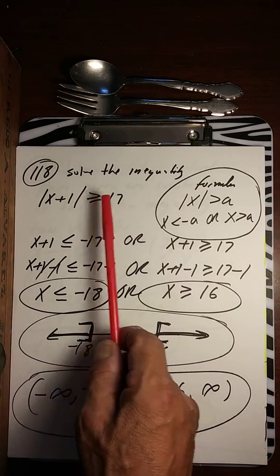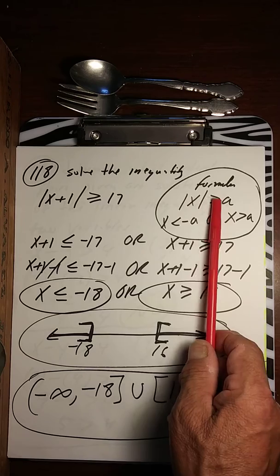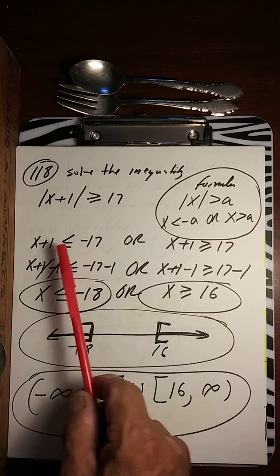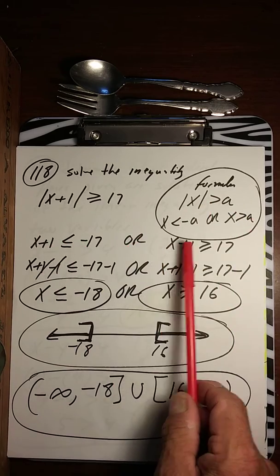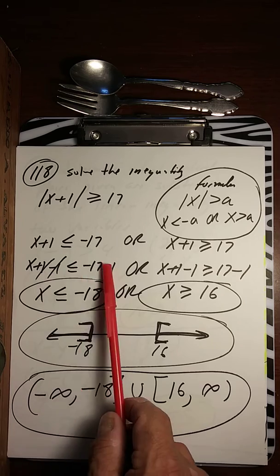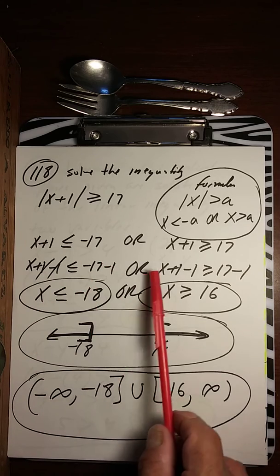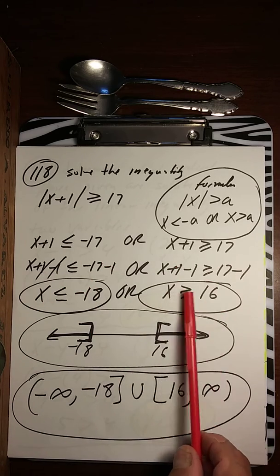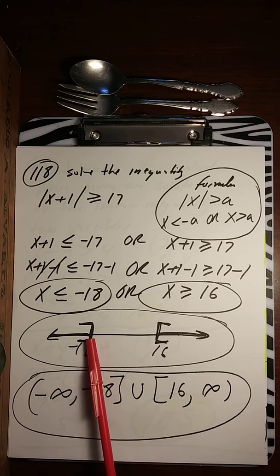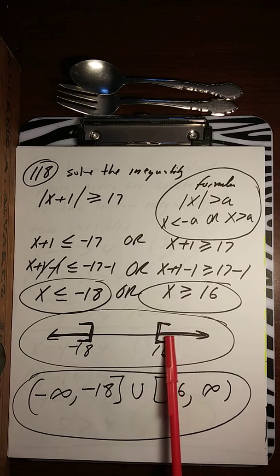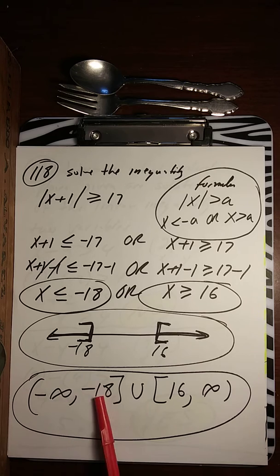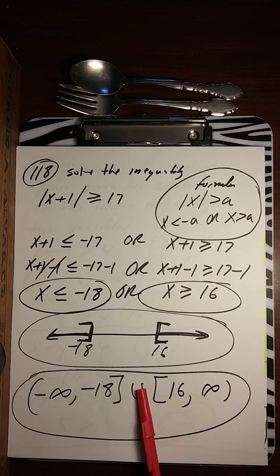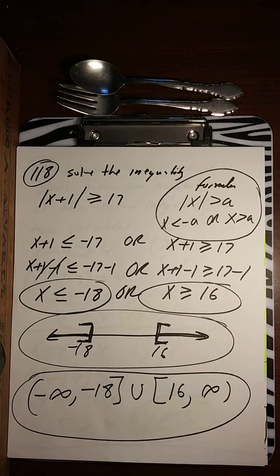Greater than or equal to? Yes. So bigger than a means less than negative a or bigger than a. So less than or equal to negative 17, or greater than or equal to 17. Minus 1, minus 1. So x is less than or equal to negative 18. Or minus 1, minus 1, x is bigger than or equal to 16. So negative 18 this way, 16 that way to infinity. Or negative infinity, negative 18 included in it, union 16 to infinity. Those three answers right there.